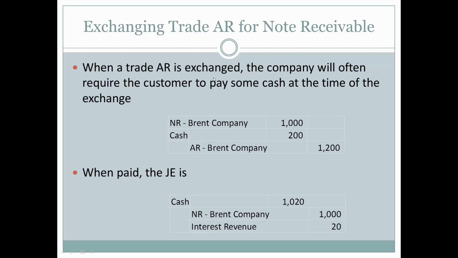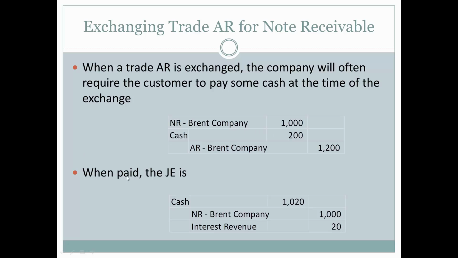When a trade receivable is exchanged, the company will often require the customer to pay some cash at the time of the exchange. So in this instance, Brent Company signed a note receivable for $1,000, but it owed $1,200. So it would have paid cash of $200 as a good faith token to show that they were willing to make good on the accounts receivable, pay a portion of cash, and then consummate a note receivable for a longer term and show the company, Wilmo Resort, that it means to pay.